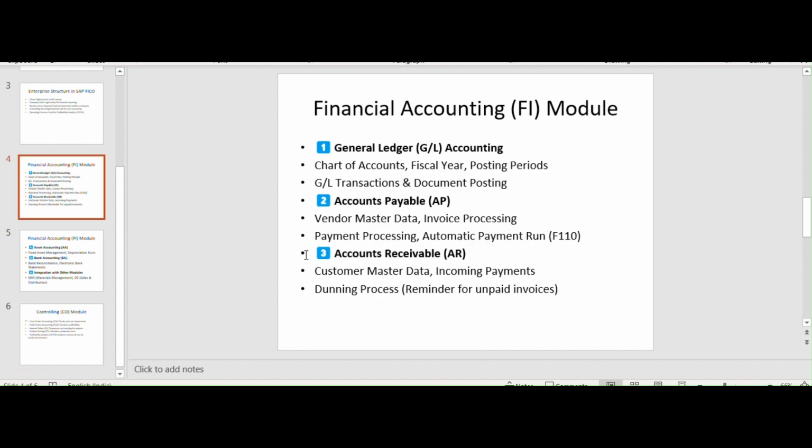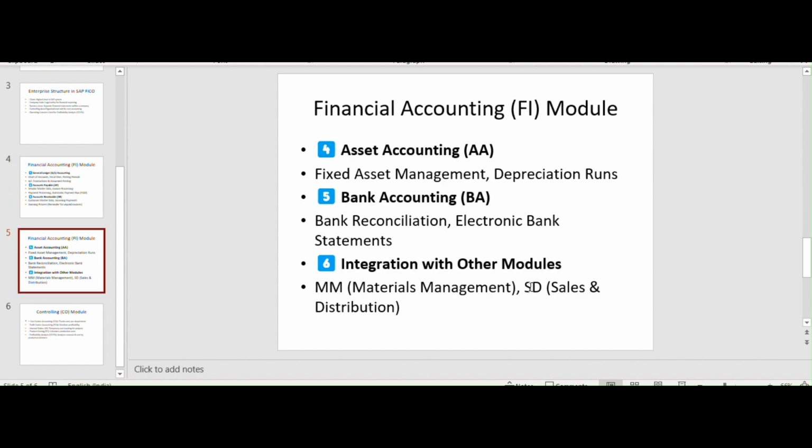And integration with other modules like MM, SD, HR, PP, and PM, these are all integrated with the FI module.